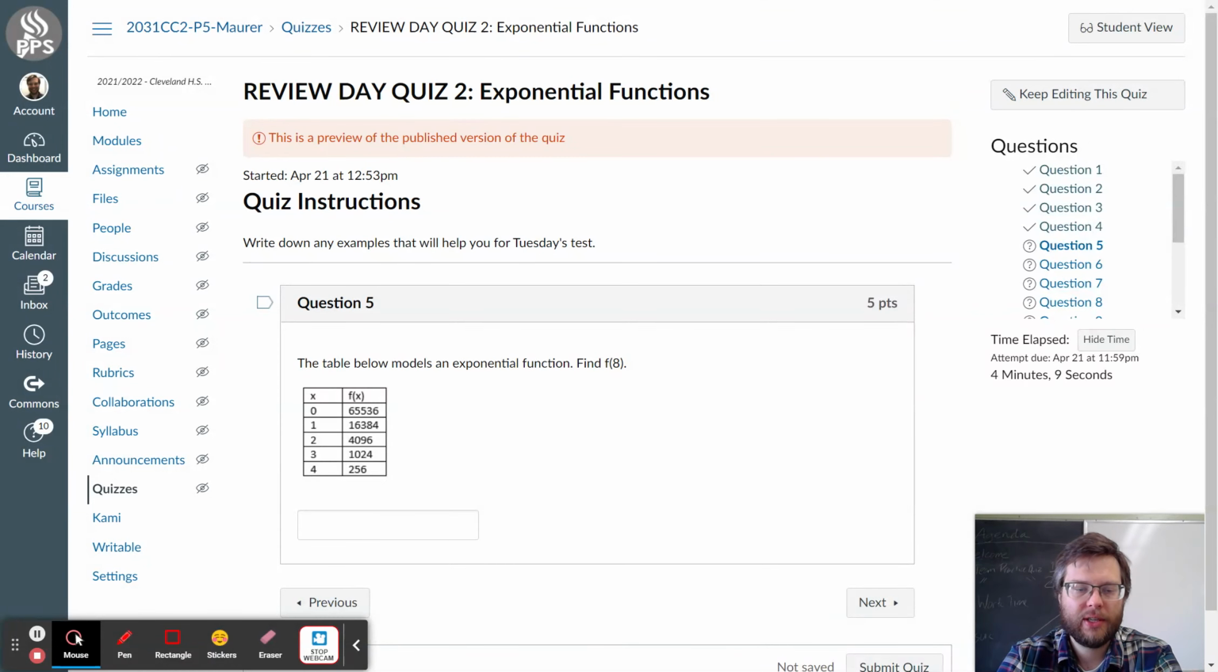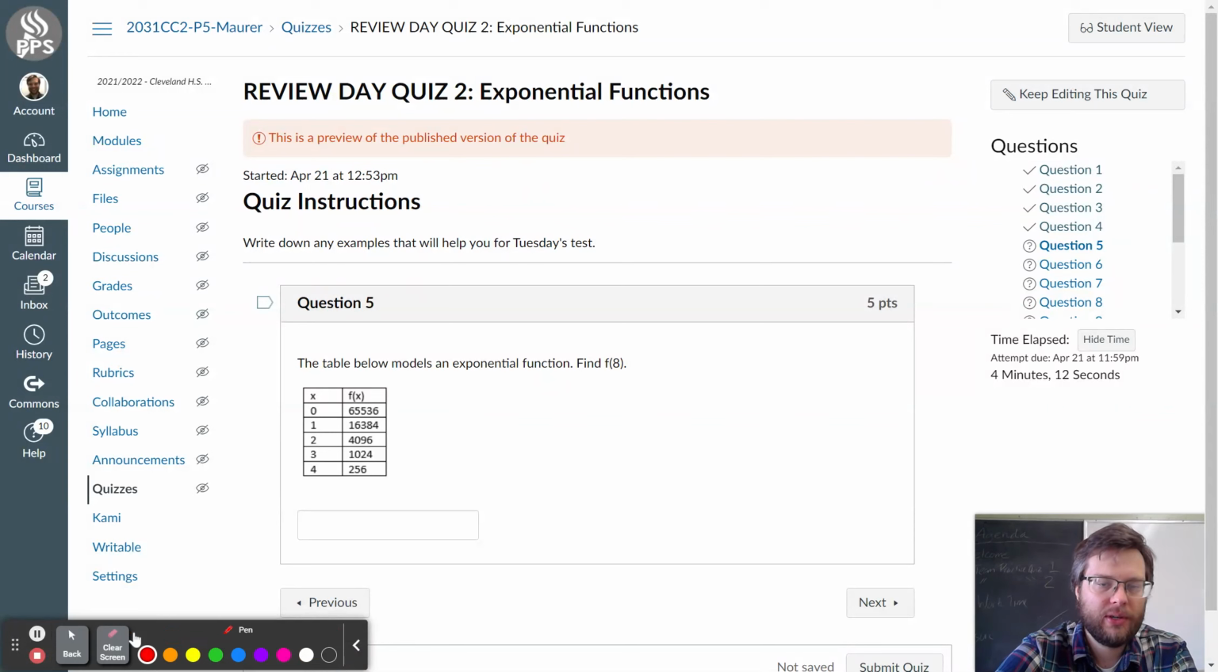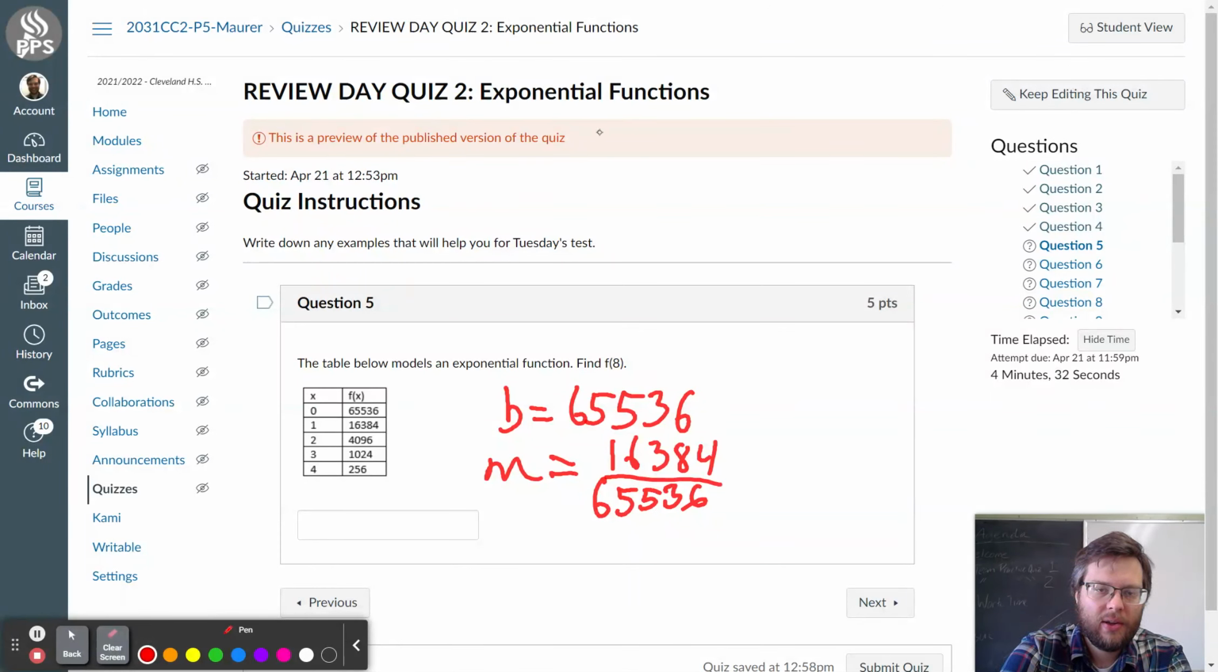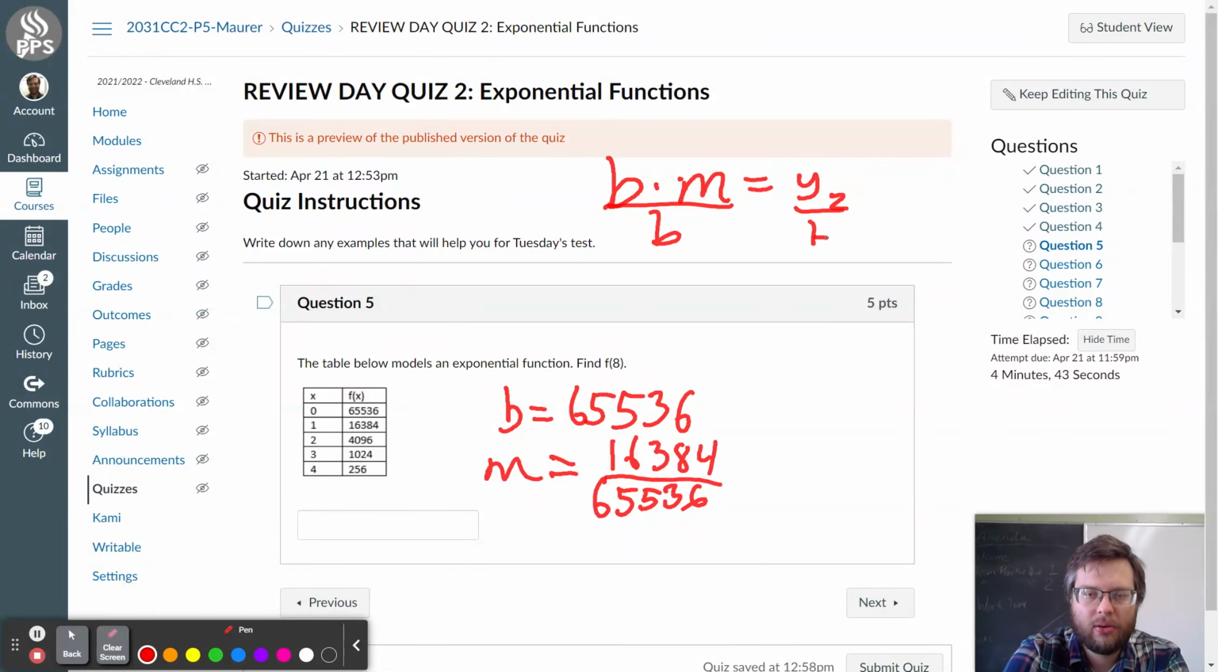Okay, same sort of idea here. When I look at these numbers here, my b value is pretty obvious. It's just this big number, 65536. My m value is not obvious. So what I'm going to do is just take my second y value and divide by my first y value. Remember, why does that make sense? The whole idea is that you take your first y value and you multiply by m to get your second y value. And that means that your m is just, you can solve that equation. We've solved tons of those sorts of equations this year. Your m is always the second y value divided by the y-intercept.